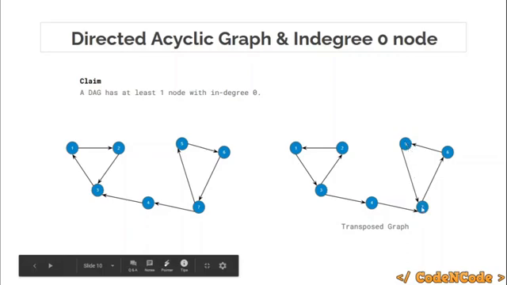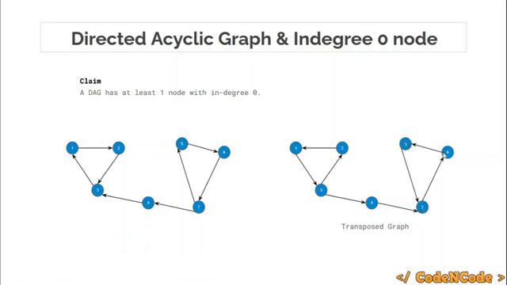5 would make a recursive call to 7, 7 would make a recursive call to 6, and that is it. You are not going outside the strongly connected component. See, this is the power of 0 in degree, and this is the idea of Kosaraju's algorithm.